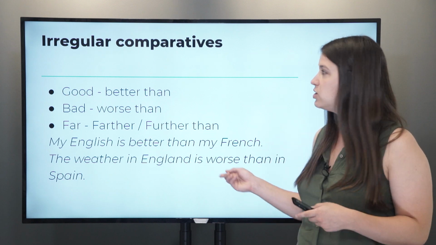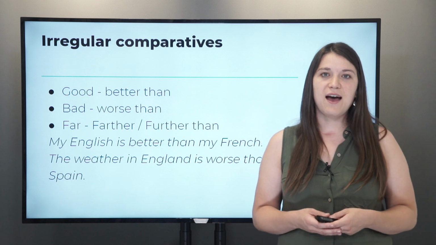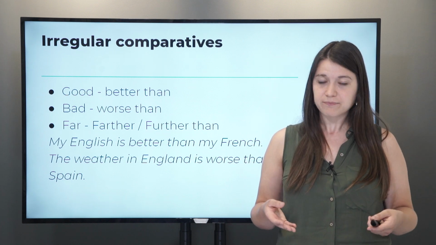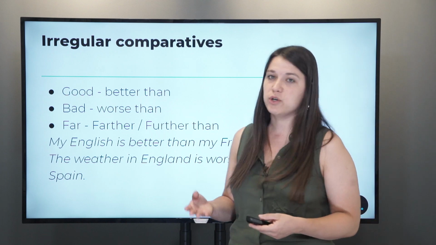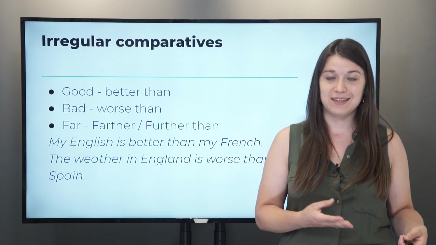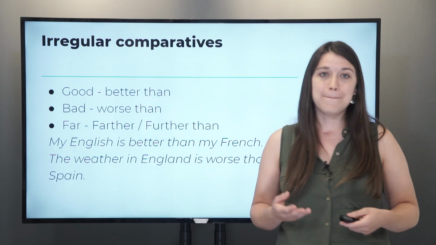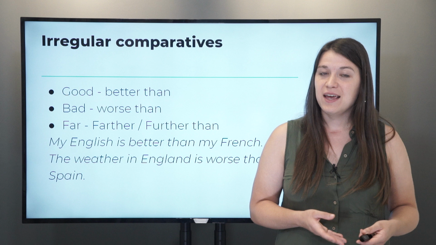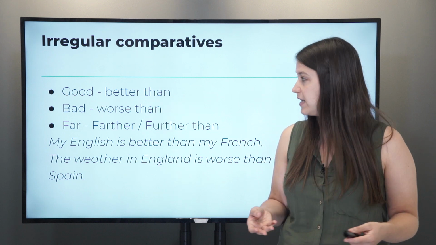Okay, so let's go back to irregular comparatives. For example, the adjective good. We do not say gooder, we say better. So good becomes better and we still use the than after it. Better than. Bad is not badder, it becomes worse. So worse than, for example.